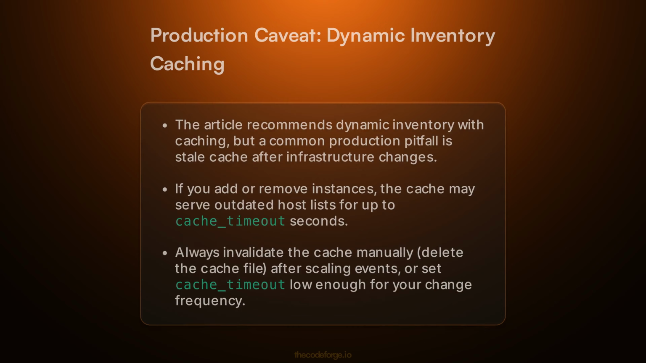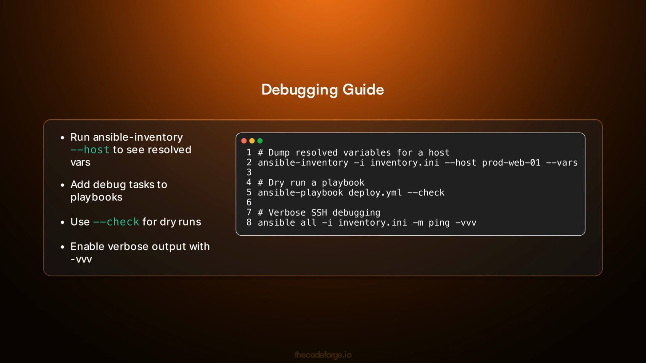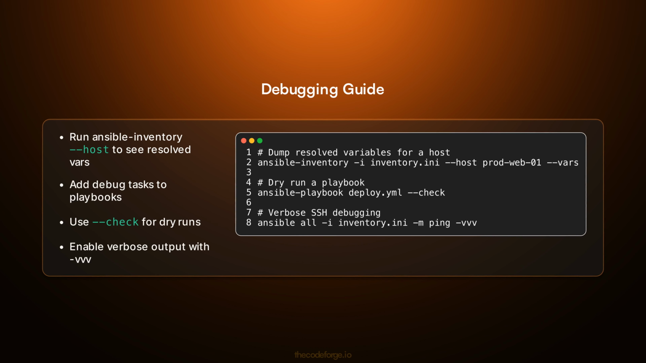To debug variable precedence issues, use ansible-inventory --host to see the fully merged variable set. Add debug tasks to your playbooks to print resolved values. Use --check for dry runs and -vvv for SSH debugging.